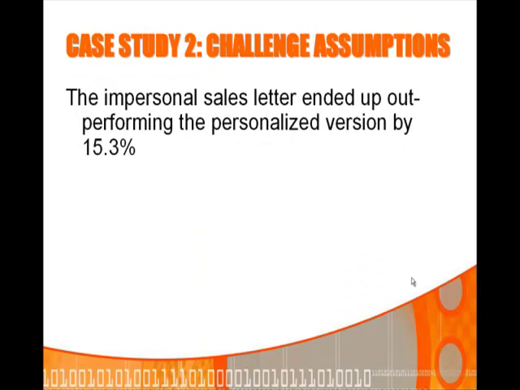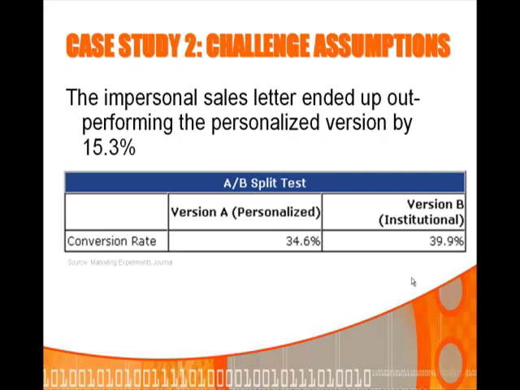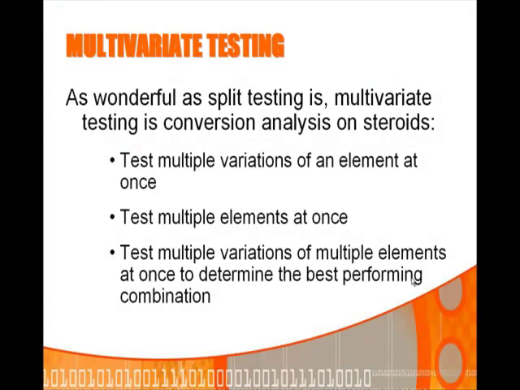Now, this means that had these experimenters simply gone with largely accepted wisdom and hadn't tested it to determine what the market would actually respond to, they would have been leaving money on the table. Now, we've just finished explaining that you can only test one element at a time, and unless you have a large sample size, only two variations of an element at a time. This is true with split testing.